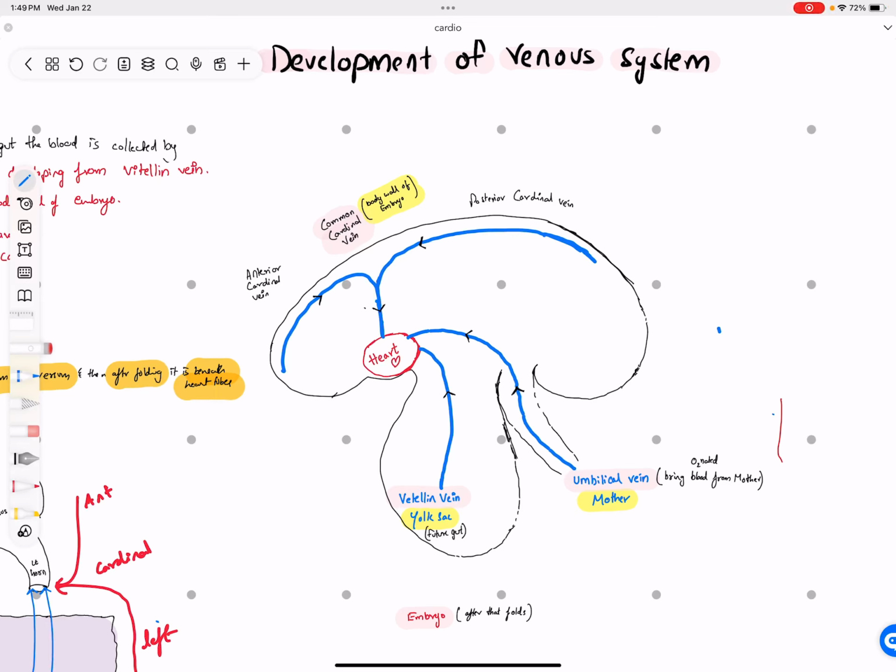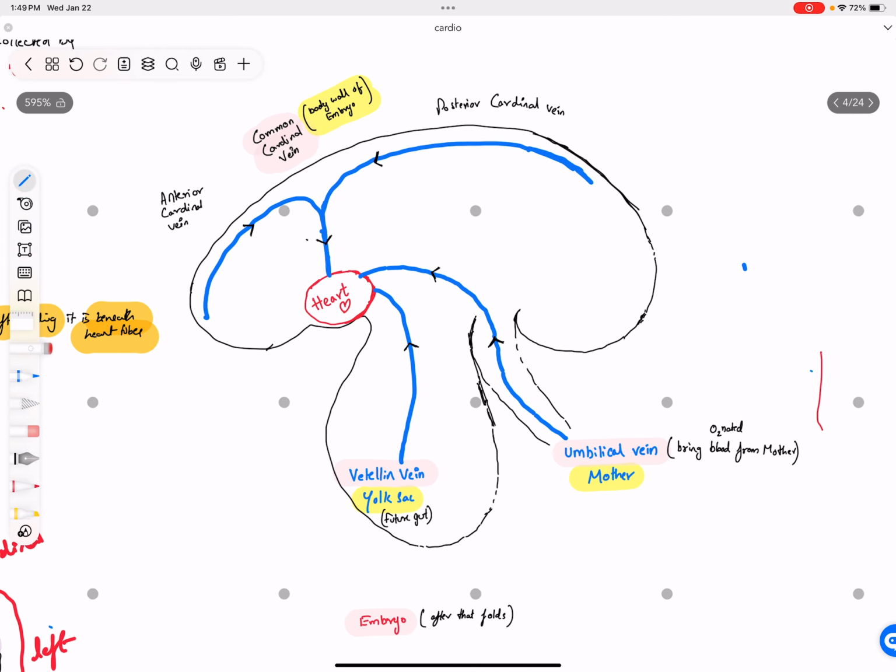Hey guys, today let's talk about development of venous system. This is the embryo after it folds. So let's see the vitelline vein and the yolk sac.